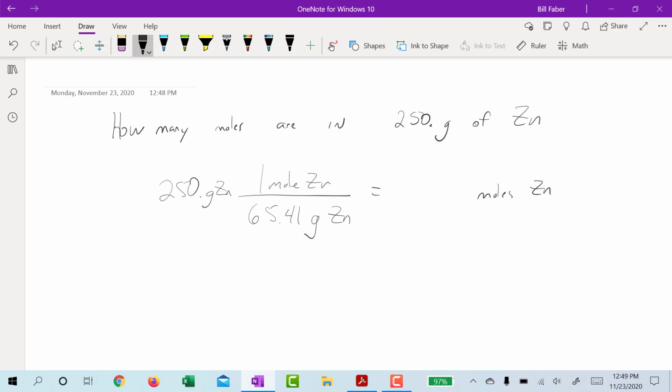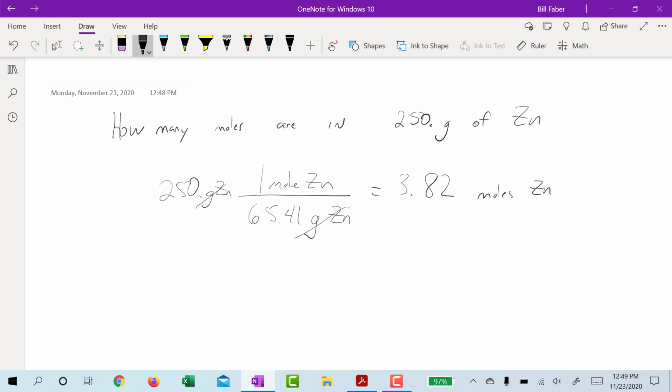And you might say, well, how do I know to put the grams on bottom? Well, that's why we did our first section. That's how we cancel out what we're doing. So I take 250, divide it by 65.41, and I get 3.82 moles of zinc. Okay, and you could do the opposite. If you had moles, then you just multiply by the molar mass to solve this. So those are some problems that you could do.